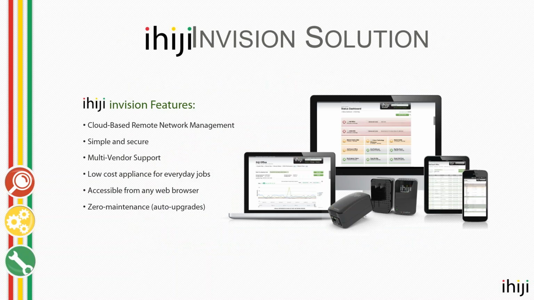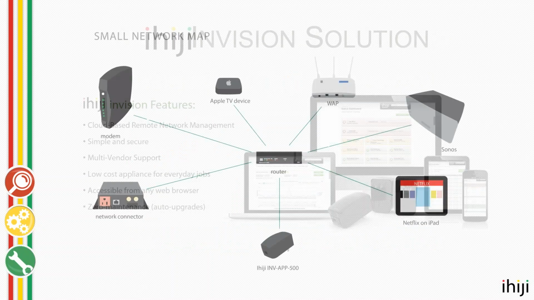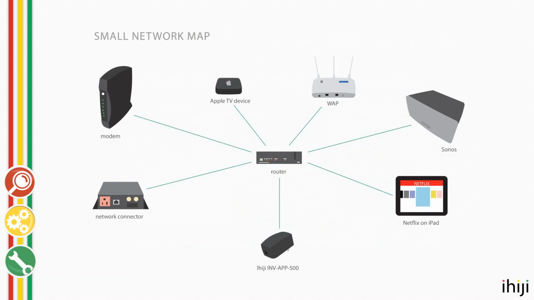Before we do get started, though, I want to let you know what Ihiji is so you understand how it fits into everything we're going to talk about. Ihiji Envision is a remote network management solution. It's designed to allow you to detect, diagnose, and resolve a lot of your common network problems more efficiently and more cost-effectively, and to do it all remotely. So it's simple, it's secure, it's cloud-based, low cost, easy to deploy, easy to set up, and something that, again, if you're not familiar with it, I would encourage you to learn more about it.